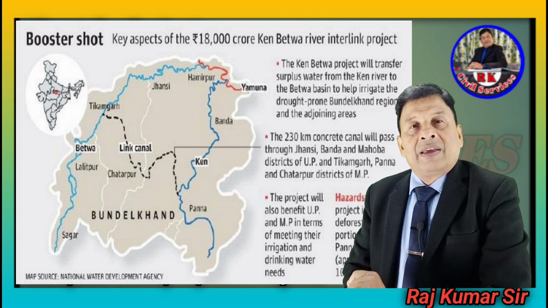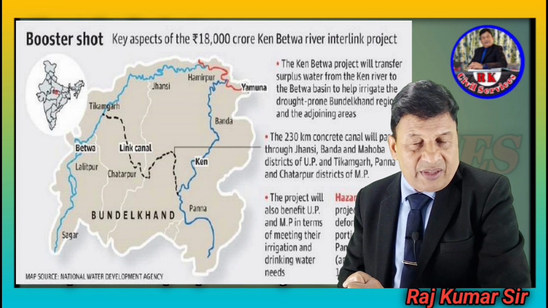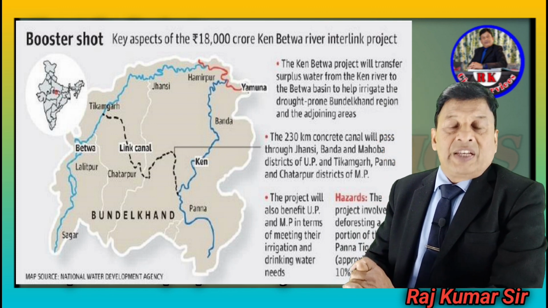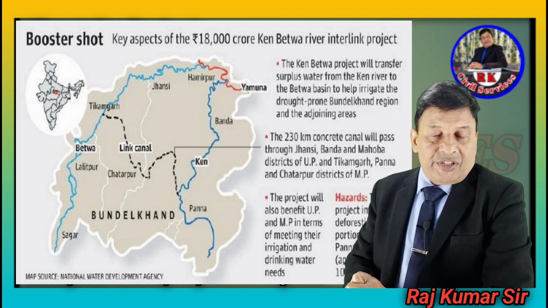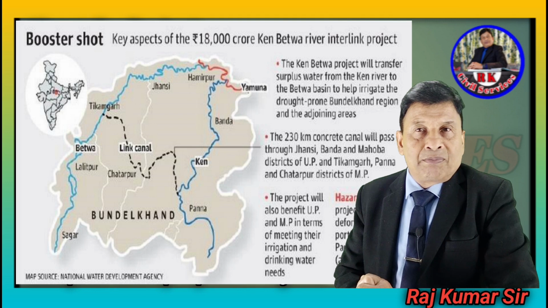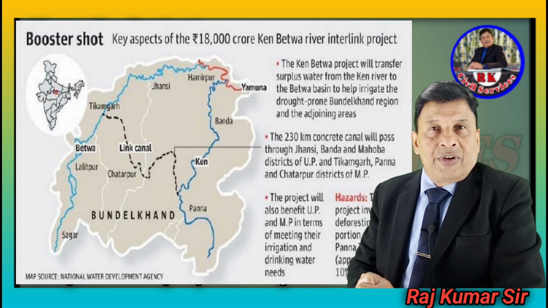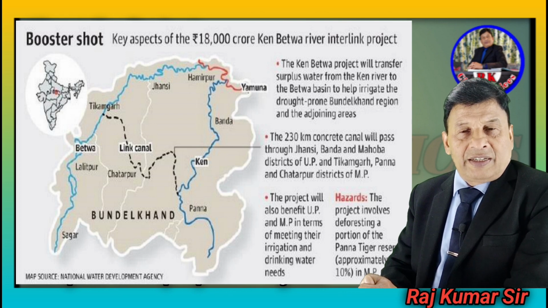Now come to the likely disasters that may be. The project involves deforesting a portion of the Panna Tiger Reserve, approximately 10% in Madhya Pradesh, isn't it? So see the map once again, then I will move on to the next fact.